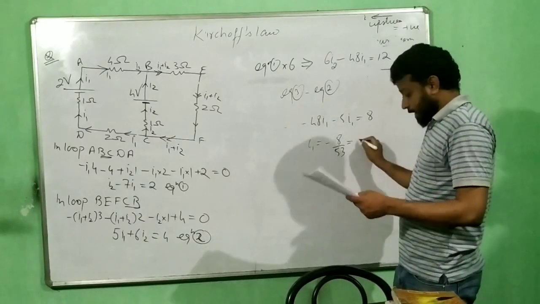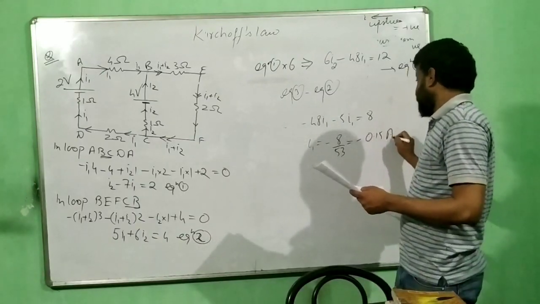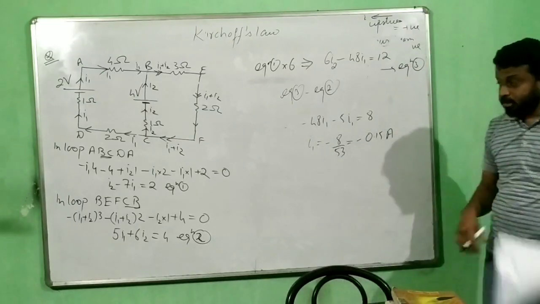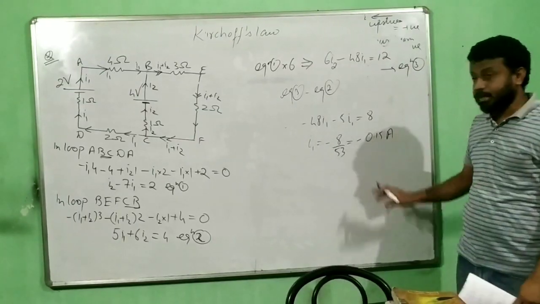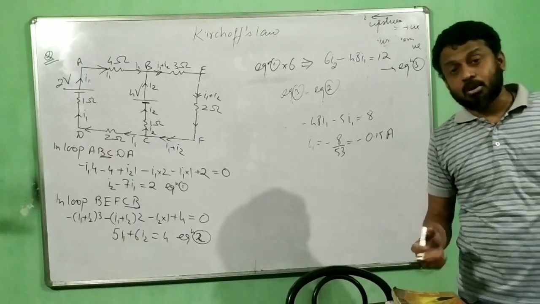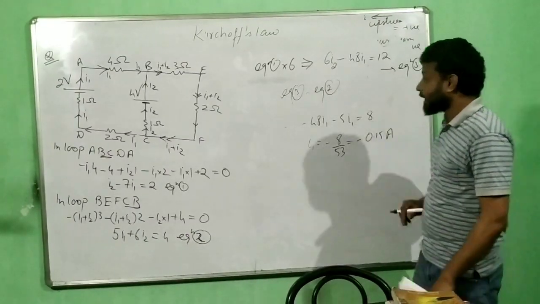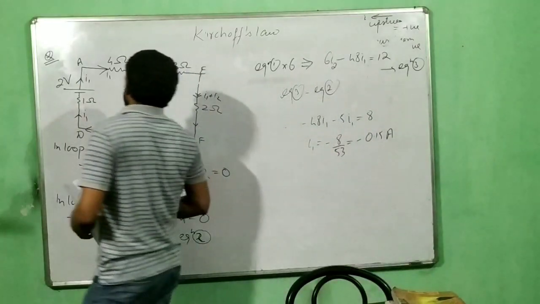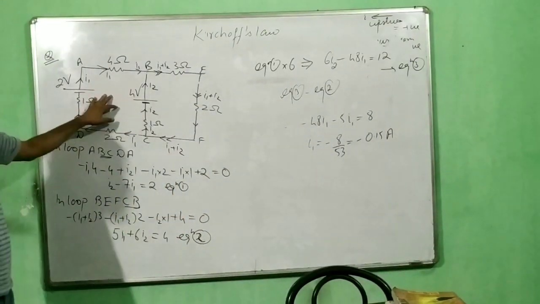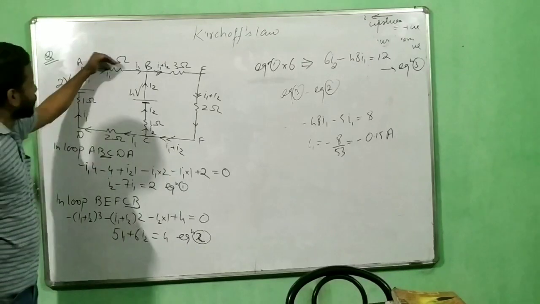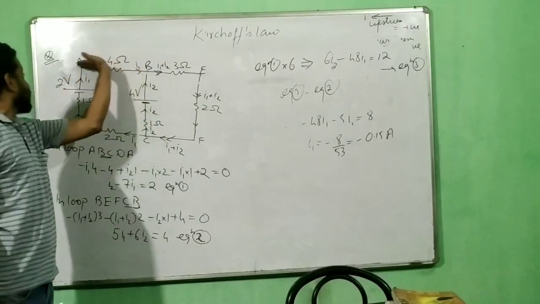Now, intentionally I have chosen this example to discuss. Many times if you are lucky, you will get a positive answer, but sometimes you get a negative answer. That does not mean that you have done something wrong. It's absolutely correct. The only difference is the negative sign implies that my assumption of current direction is wrong. Basically, I1 is not flowing like this, I1 is flowing like this.